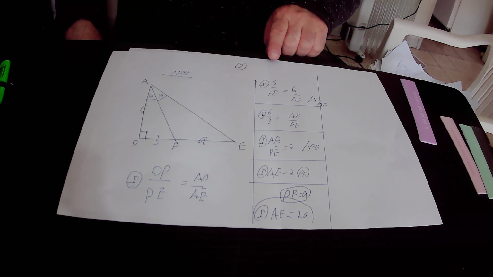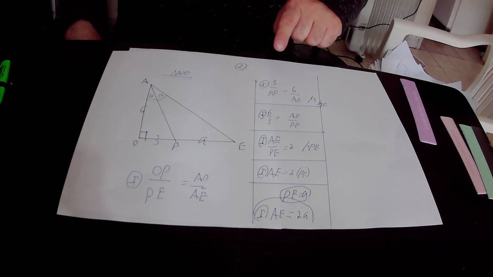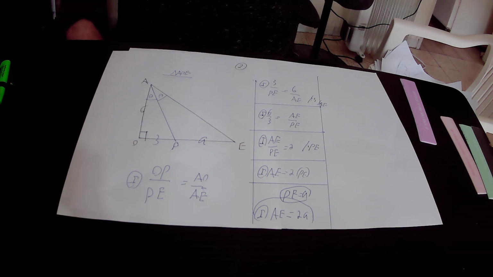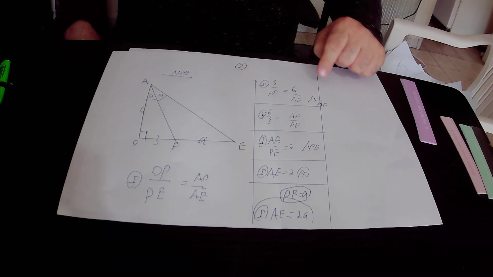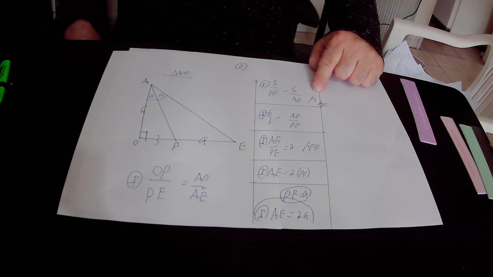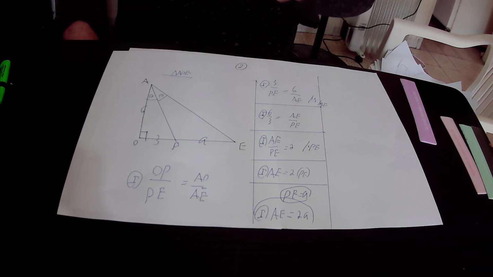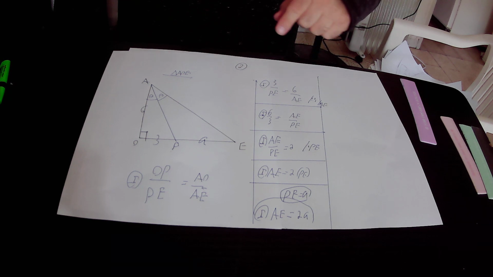Here OP equals 3 units, the radius of the semicircle, over PE equals AO, which is 6 units according to what is given, over AE. We divided equation 1 by 3 and multiplied by AE, and found that 6 over 3 equals AE over PE. 6 over 3 is 2, so 2 equals AE over PE. We multiplied equation 1 by PE and found that AE equals 2 times PE.